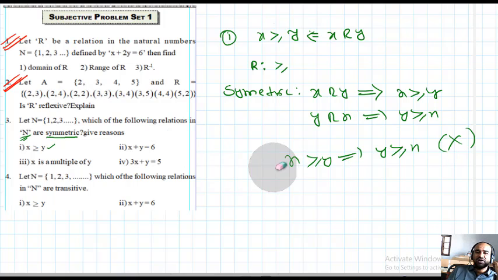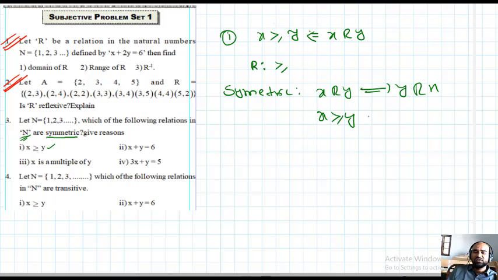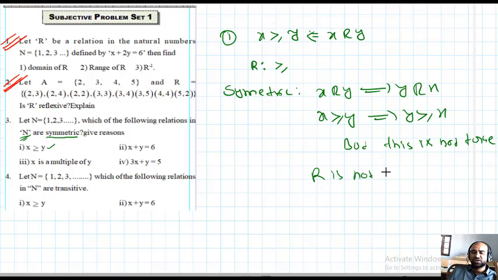So, how to write, that is important. I will write again. X related to y should imply y related to x. Then only it is said to be symmetric. What is the meaning of this? X greater than or equal to y should give y greater than or equal to x. But this is not always true, that is the meaning. R is not symmetric.